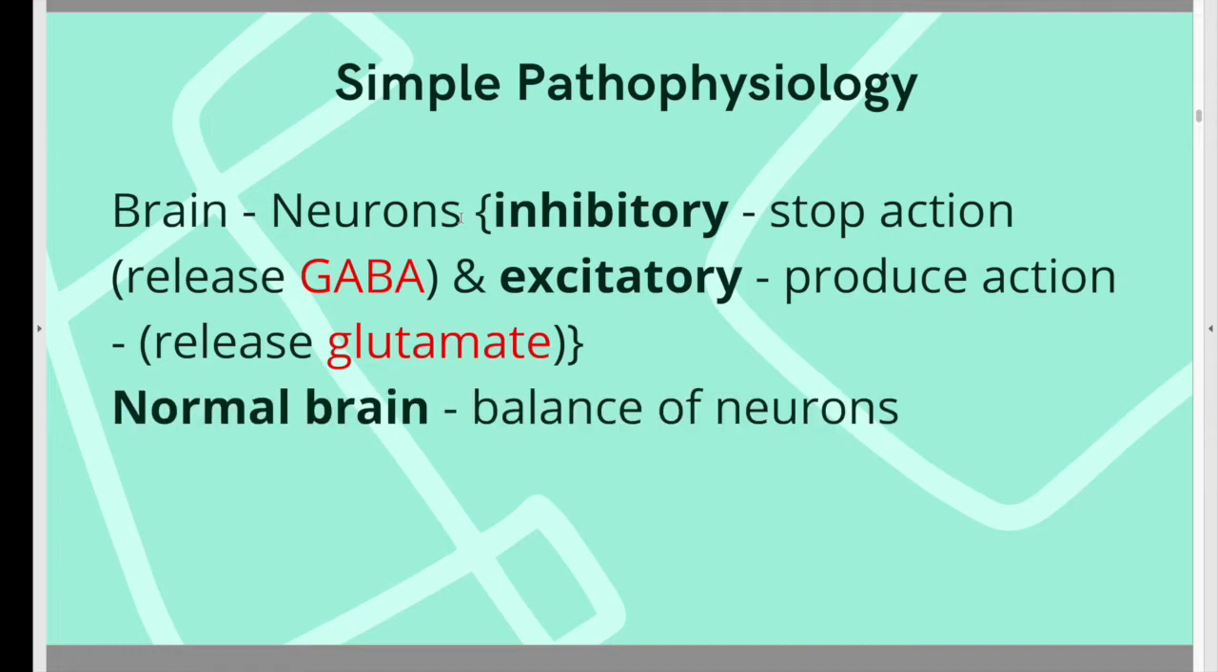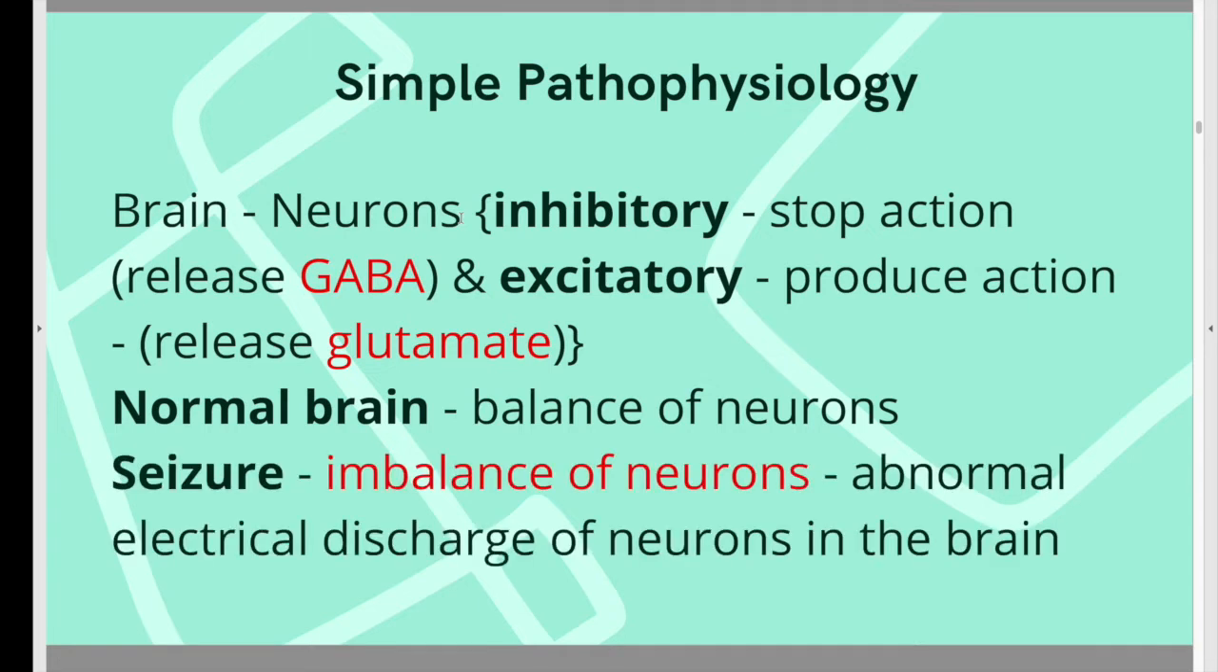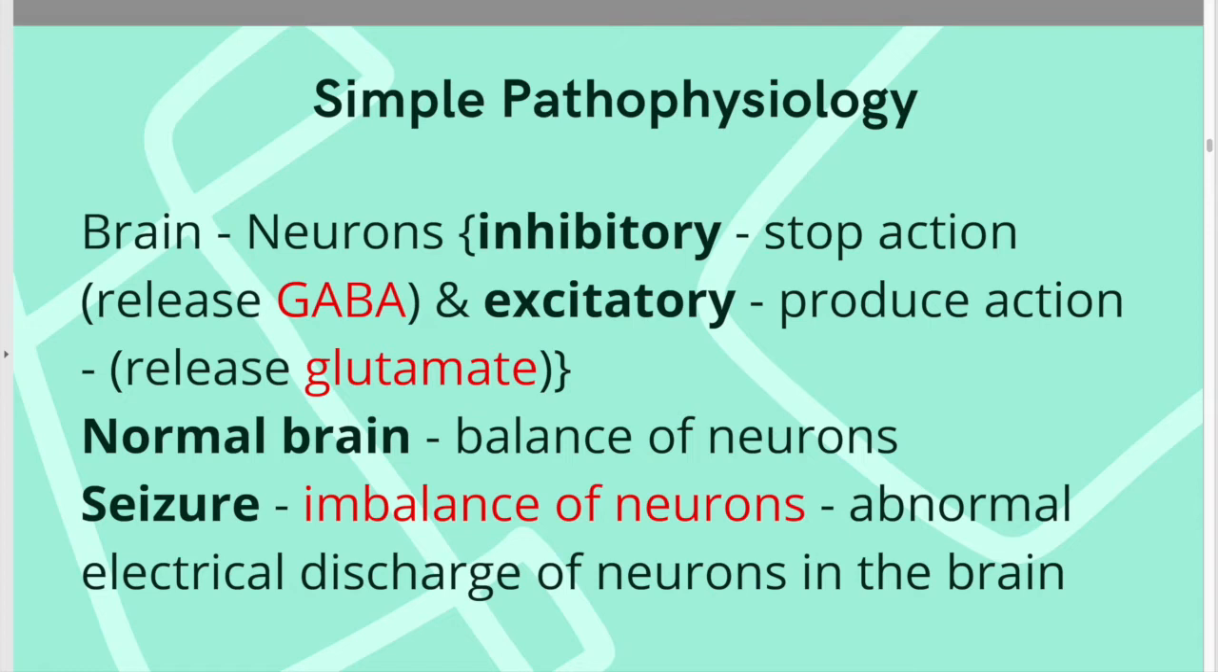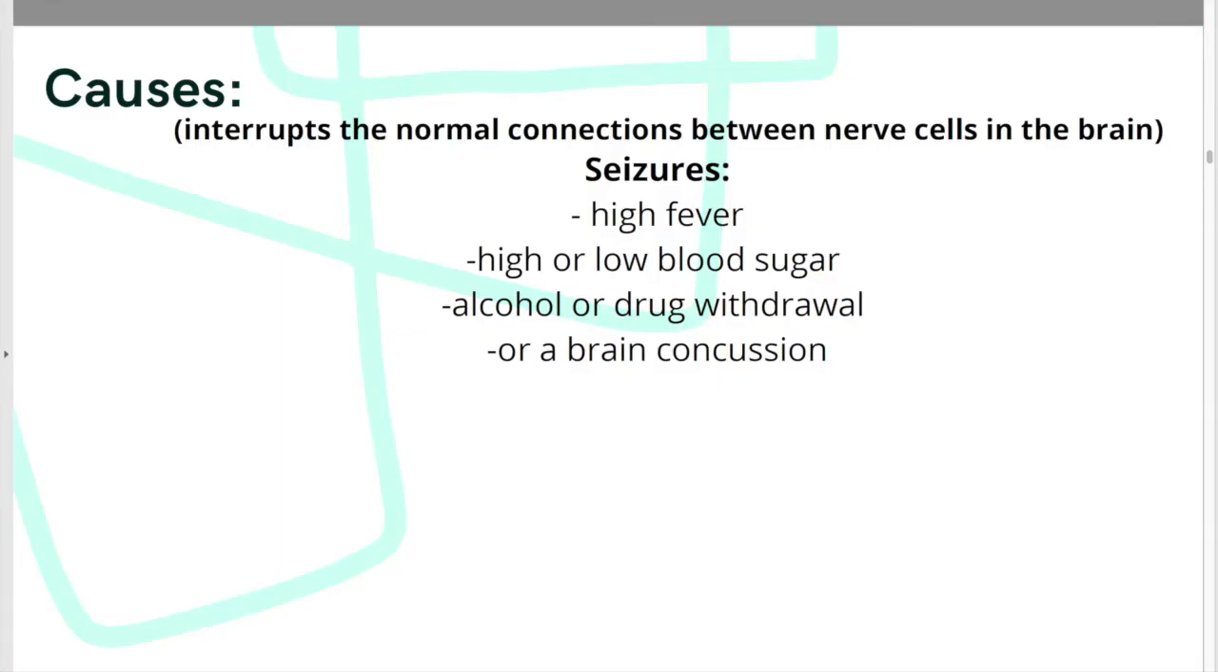So in a normal brain, there is a balance of inhibitory and excitatory neurons. But in those who have seizures, there is an imbalance of those 2 neurons, the inhibitory and the excitatory. So there is abnormal electrical discharge of neurons in the brain. So that is the simple pathophysiology of seizure. Now let's move on with the causes.